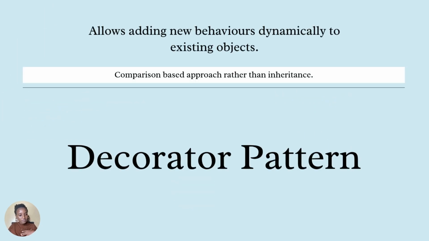And lastly, we have the decorator pattern. It allows adding new behaviors dynamically to existing objects, using composition rather than inheritance. A good example of these are, of course, the decorators.